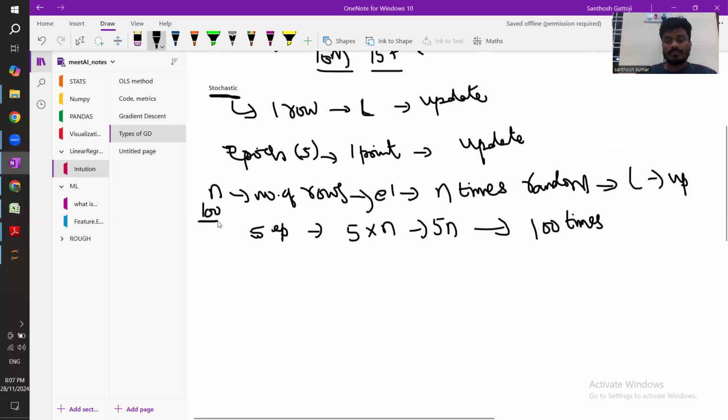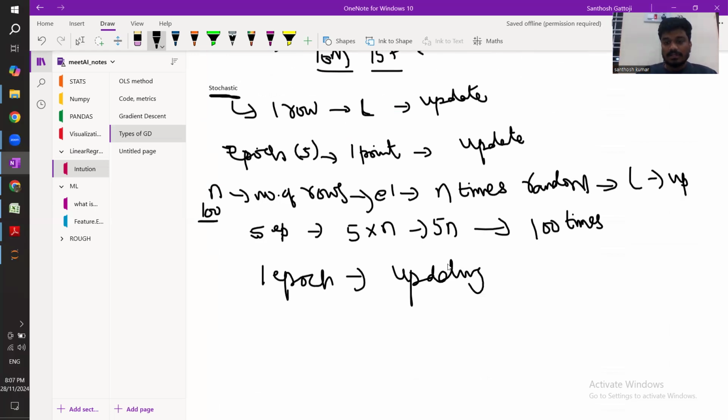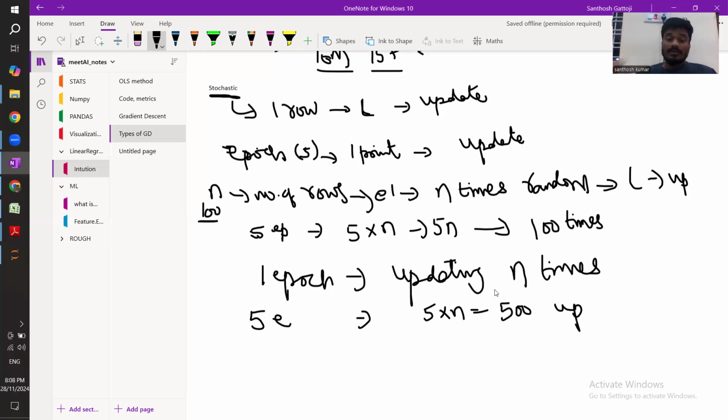100 times, because 100 rows are there. So that means in one epoch, it is updating n times, where n is the number of rows. So if you're having 5 epochs, that's why I said 5 into n times. If your n is 100, 500 times it is updating. 5 epochs, 500 times.